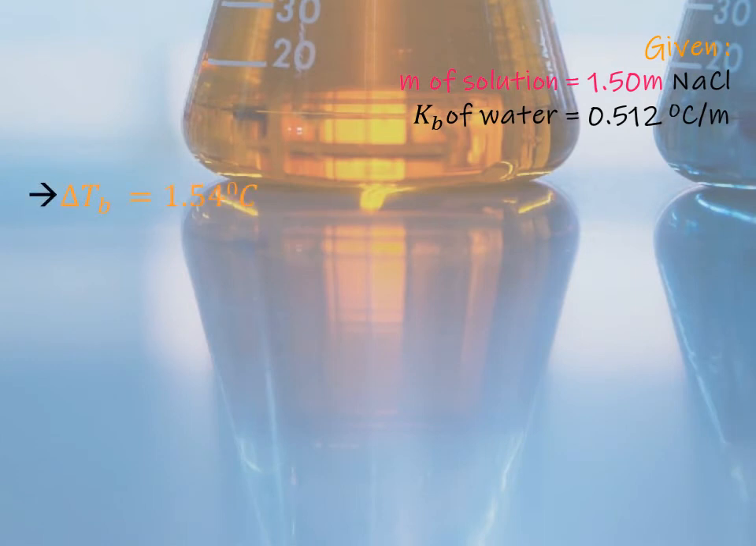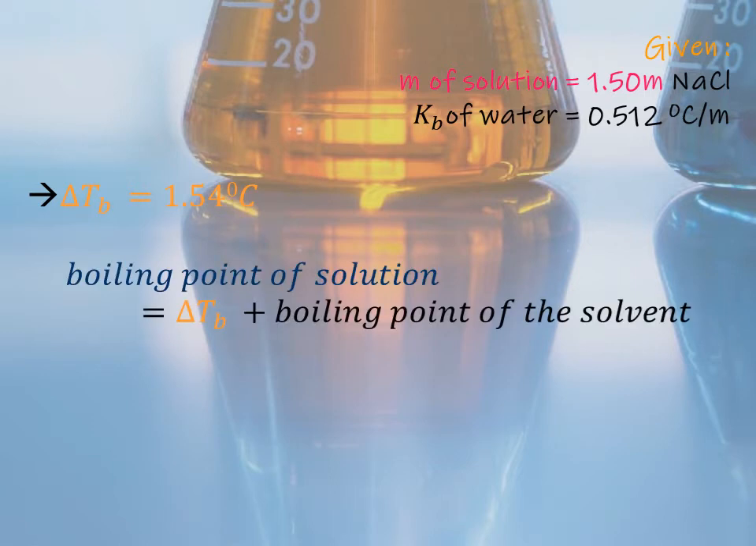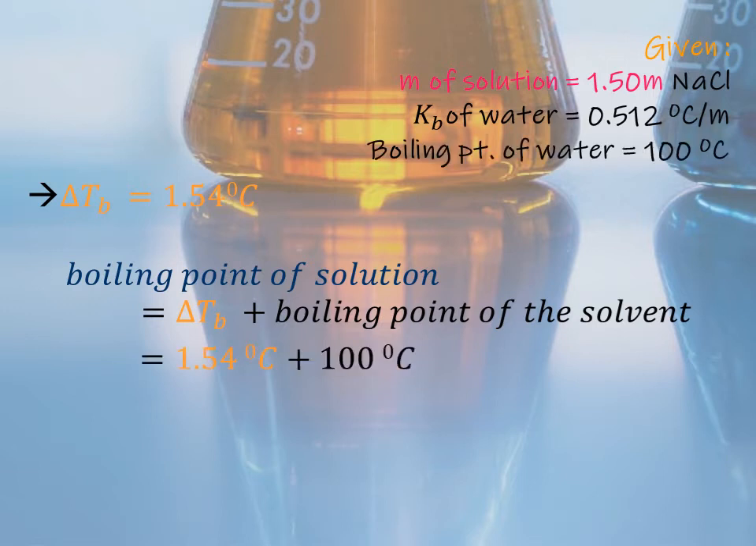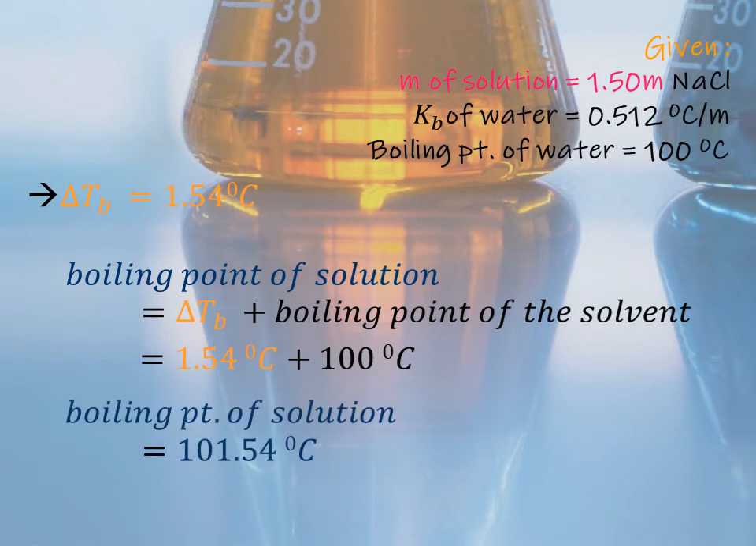Just simply substitute it in the formula, whereas the change in boiling point elevation is equal to the difference of the boiling point of the solution minus the boiling point of the pure solvent. Deriving it, we have the boiling point of the solution equal to the change in boiling point elevation plus the boiling point of the solvent. And the boiling point of water is 100 degrees Celsius. So, inputting the values, we now have the boiling point of the solution, which is equal to 101.54 degrees Celsius.